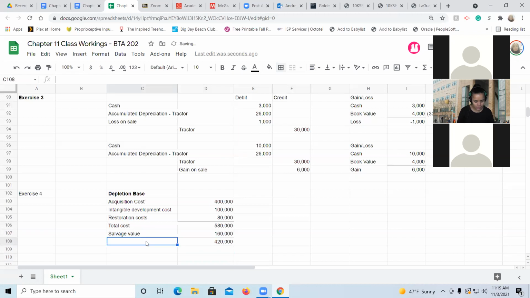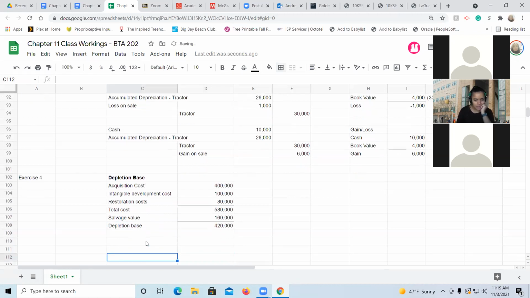That gives 420, and this is called your depletion base. So this is what we're going to deplete. Now, this is the first step, right? Step 1 is determine your depletion base.